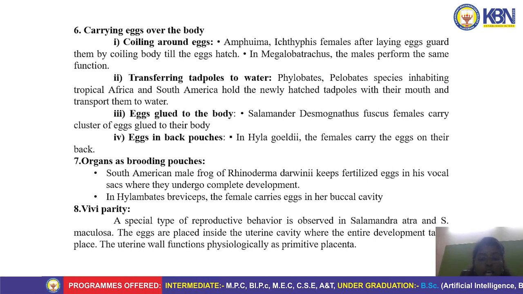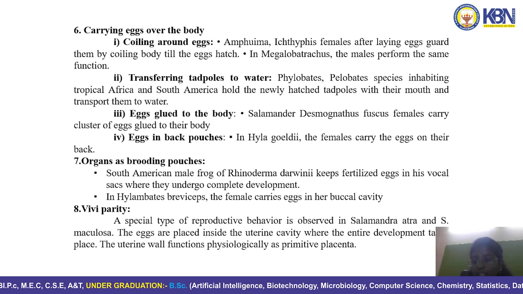Next, in Hemiphractus, the female carries eggs in their buccal cavity. In the earlier species, it keeps its fertilized eggs in its vocal sacs. But in other species, the female carries eggs in their buccal cavity, which is the stomach region.